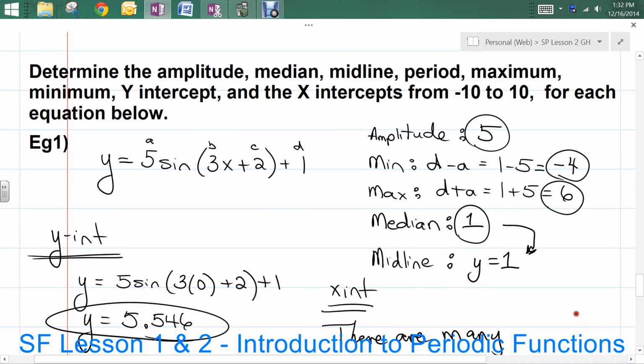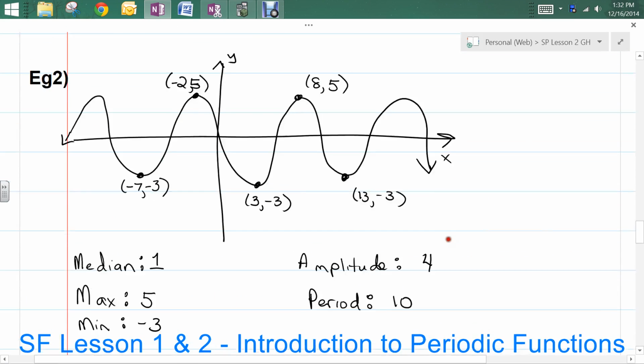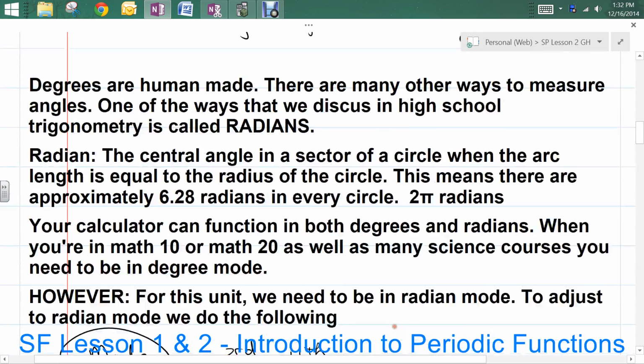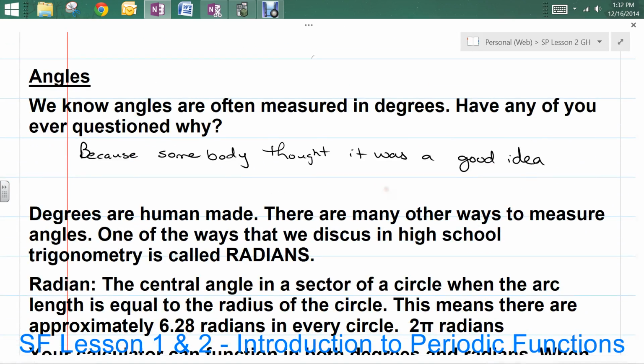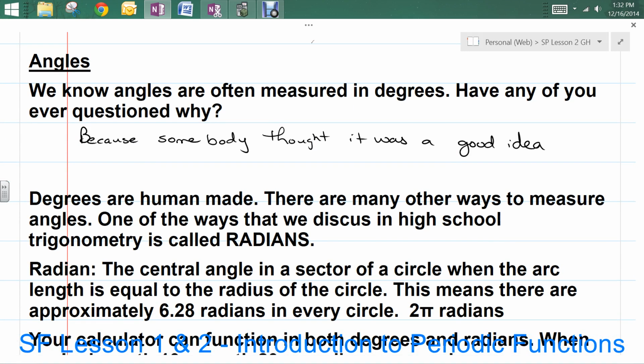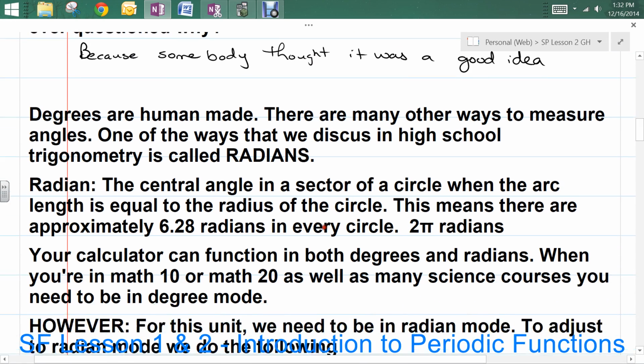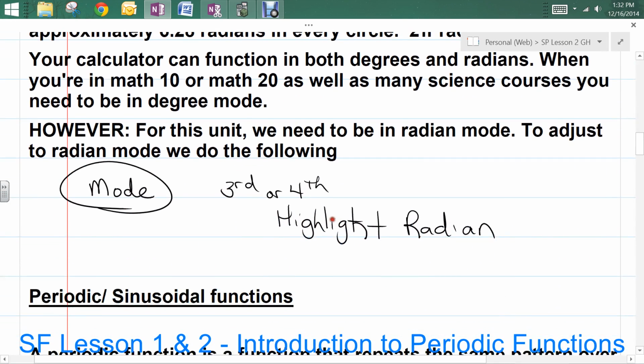So guys, yesterday we were talking about sinusoidal functions. I'm just going to go back and quickly talk about them. We looked at angles. We reminded ourselves that angles could be in radian mode. There were 2 pi or 6.28 radians in a circle, and we switched modes.